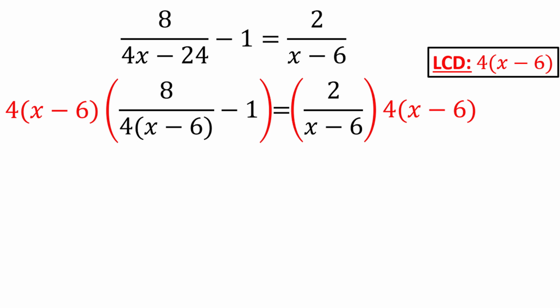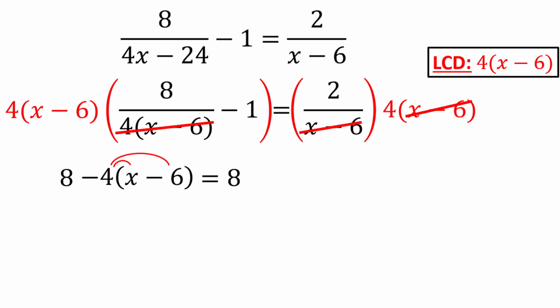On the first term, we cancel the denominator completely, which leaves us with just 8. On the second term, we simply get negative 4 times x minus 6, as we are multiplying 4 times x minus 6 by the negative 1. On the right-hand side, the x minus 6's cancel, but we still have the 4, which we must multiply by the 2. That leaves us with positive 8. We can distribute the negative 4 to the x and the negative 6, which gives us negative 4x plus 24. We can combine the 8 and the 24 to get 32.